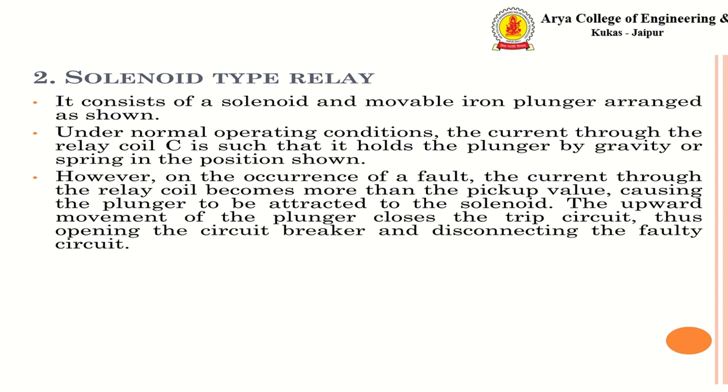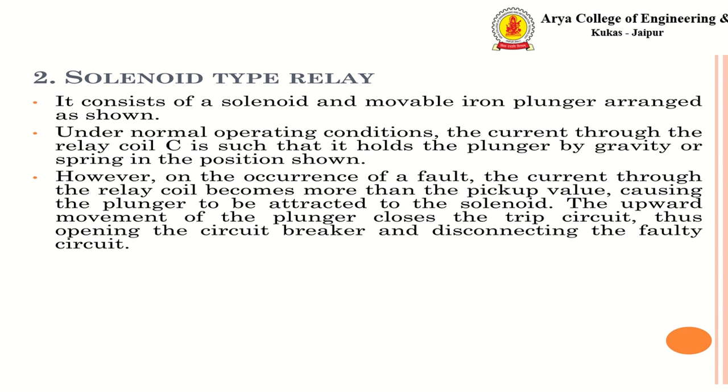Now it consists of a solenoid and a movable iron plunger arranged as shown. Under normal operating conditions, the current through the relay coil C is such that it holds the plunger by gravity or spring in the position shown, and this is in the diagram. However, on the occurrence of a fault, the current through the relay coil becomes more than the pickup value, causing the plunger to be attracted to the solenoid.